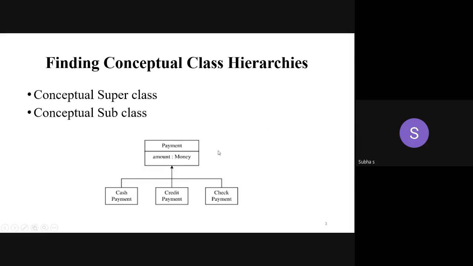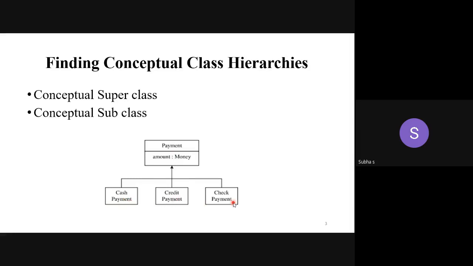But here this is the notation you have to use. This arrow mark should be pointing to the superclass, not to the subclass. So which one is the conceptual superclass here? All are related to conceptual class only here. Don't say simply class. A class with concept. It is representing something. Here you have mentioned the attribute also, but here attribute is not mentioned. You can add the attribute also, but no need at all because this amount is applicable for cash payment, credit payment and check payment. All these are the categories under the payment only. So this payment is called the conceptual superclass.